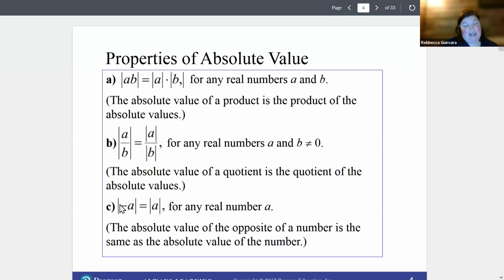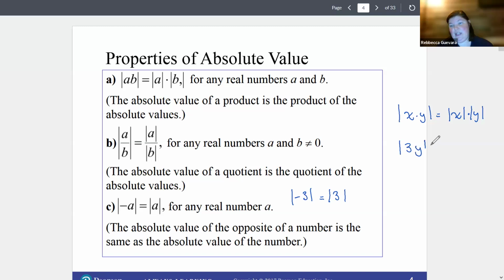And the absolute value of negative A is the same as the absolute value of positive A. Basically it's just saying this should always be equal. So you've got to be careful, like I said, with absolute values. If I have x times y, I have to make sure that I write it as the absolute value of x times the absolute value of y.